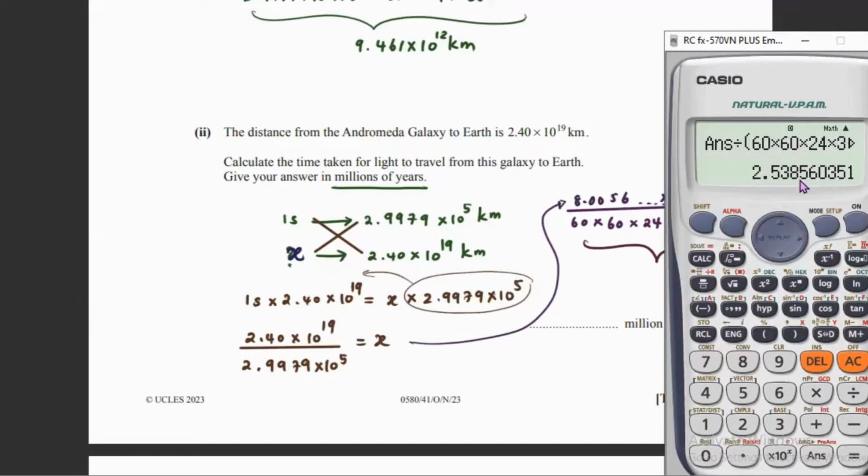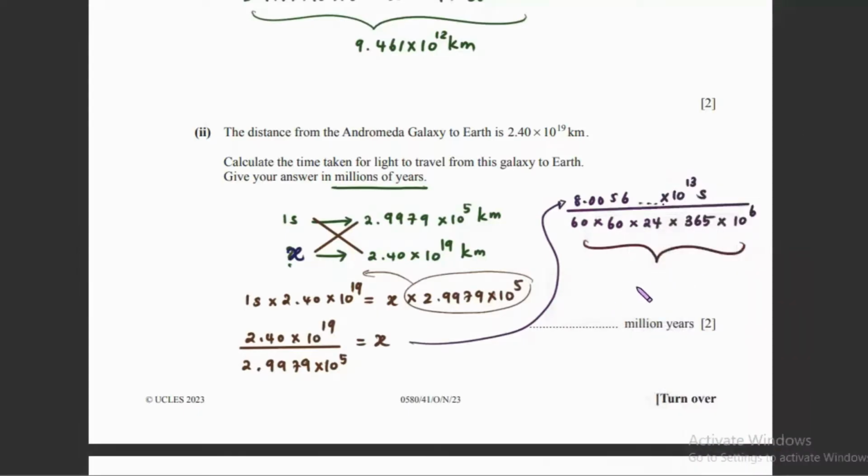2.5385. So this many million years. So I can write it to about 2 decimal places as 2.54 million years. So 2.54 million years will be my answer.